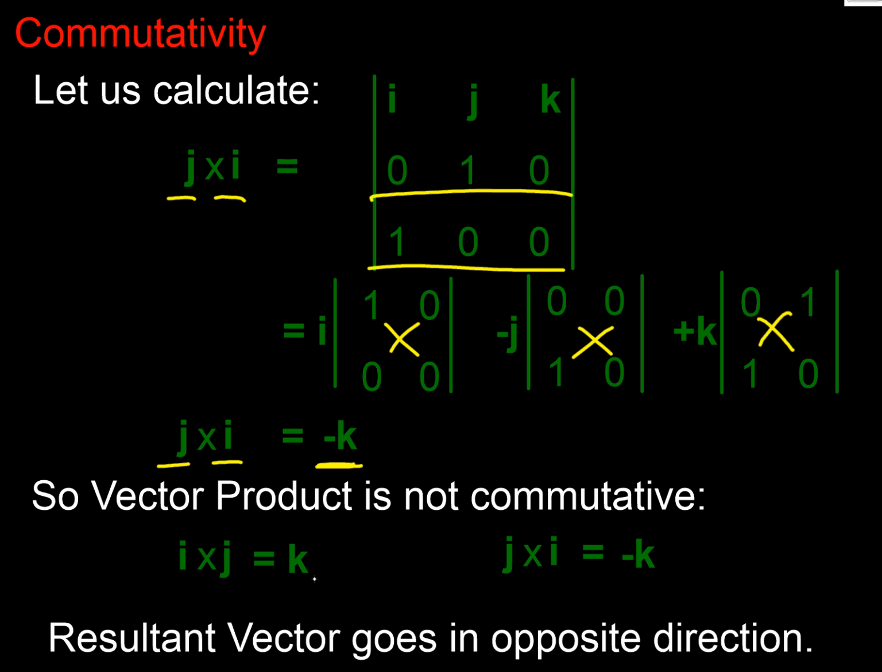So what do we find? I cross J is K, but J cross I is minus K. So this is not commutative. And if you look at it, it actually created a result in a vector in the opposite direction. They were both in the same axis, but one went up and one went down.